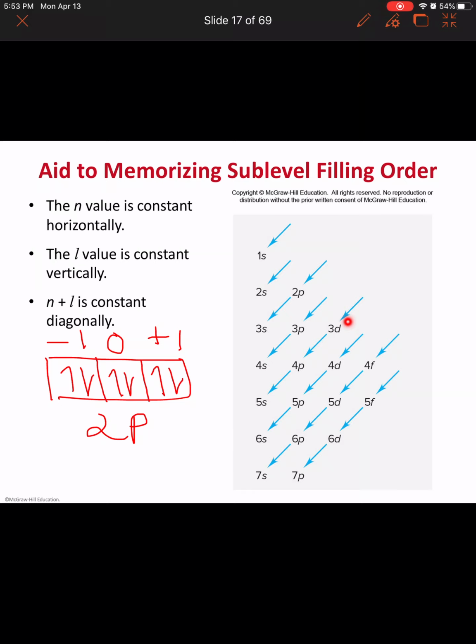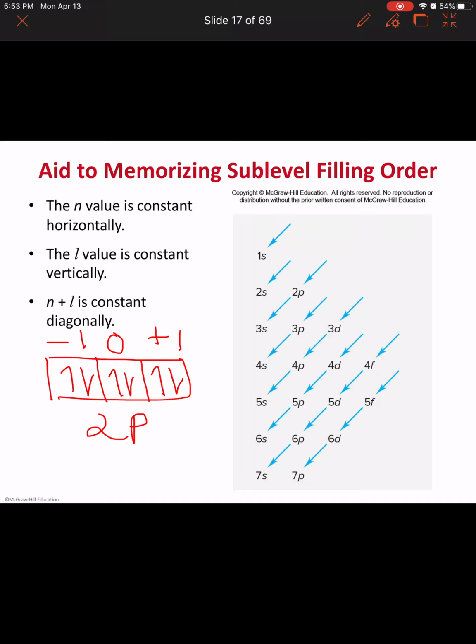Each orbital can hold up to 2 electrons, so 2 times 5 is 10. So d can hold up to 10 electrons. After 3d is done, then you're going to fill up 4p, 5s, 4d, 5p, 6s. So you can follow this diagram along to fill up the electrons in the elements in the periodic table.